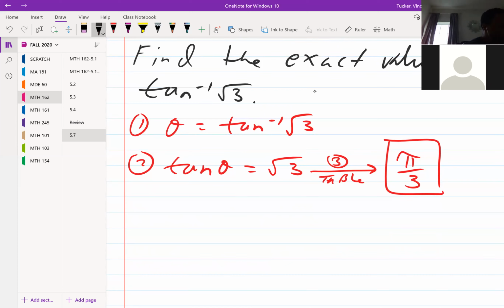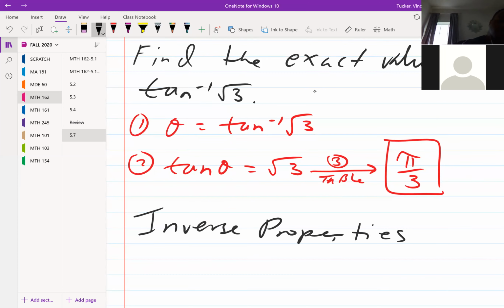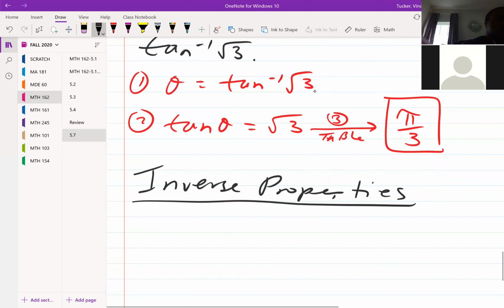Next few examples, it says use a calculator to find a value to 4 decimal places. So make sure you know how to use your calculator. They give like 2 questions on that just to make sure you know how. If you have any problems with it, make sure you get in contact with me so I can help you to do that. But then it gets into inverse properties.